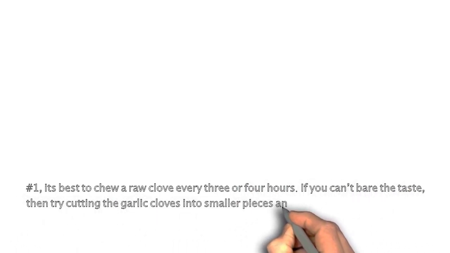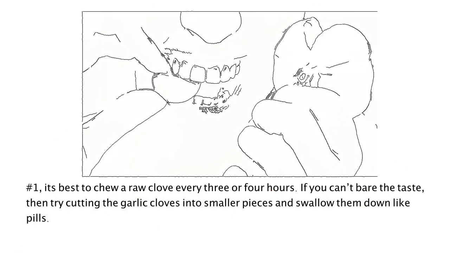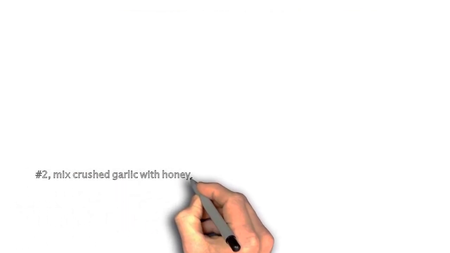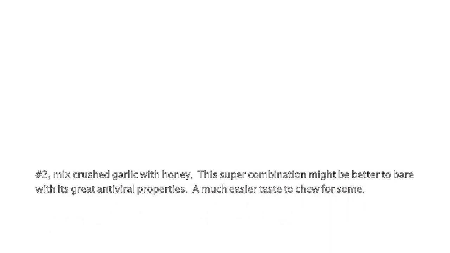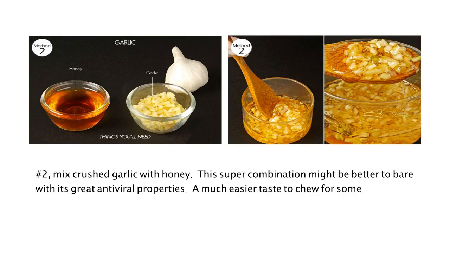Number 1. It's best to chew a raw clove every 3 or 4 hours. If you can't bear the taste, then try cutting the garlic cloves into smaller pieces and swallow them down like pills. Number 2. Mix crushed garlic with honey. This super combination might be better to bear with its great antiviral properties. A much easier taste to chew for some.